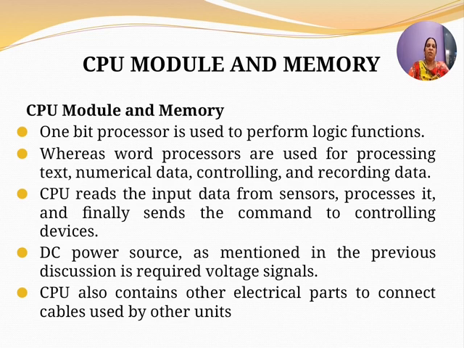CPU reads the input data from the sensors, processes it and finally sends the command to the controlling devices. So what does the CPU do? It reads the input data from the various sensors, processes the data and finally it sends the command to the controlling device. So a DC power source is required, and the CPU also contains electrical parts to connect the cables used by other units.